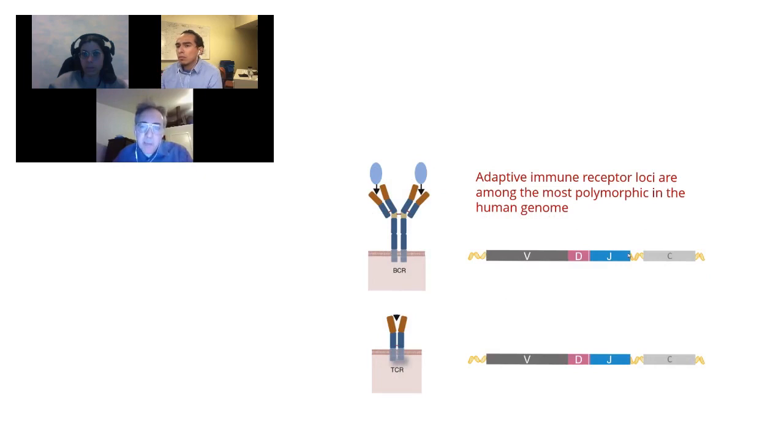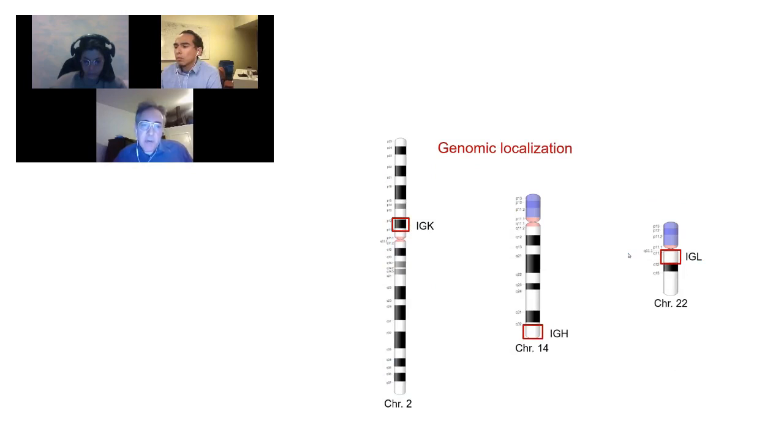Now, the adaptive immune receptor loci are interesting for many reasons, one of which is that they're amongst the most polymorphic in the human genome. When we started developing our software tool, we initially started looking at the immunoglobulin loci. So the IgK, IgH, IgL loci on chromosomes 2, 14, and 22, respectively.